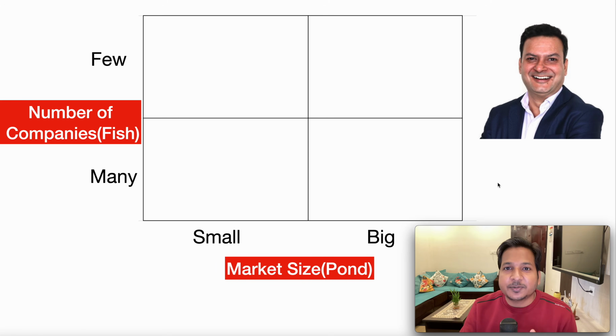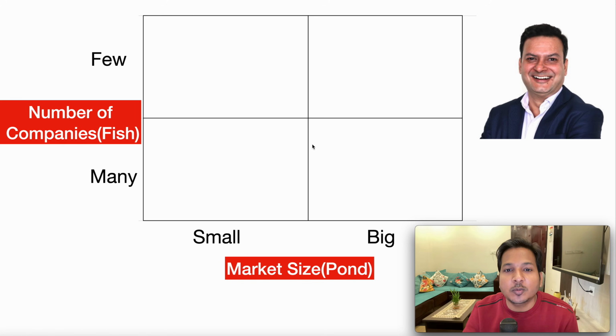Today I am going to explain to you one 2 by 2 model of Ajay Sharma sir, which will clear your doubt about whether this industry can make big money for you in future. So we will divide all sectors and all industries into these four blocks, which show the market size and, based on how many players there are in that industry, you can divide all the industries into these four blocks.